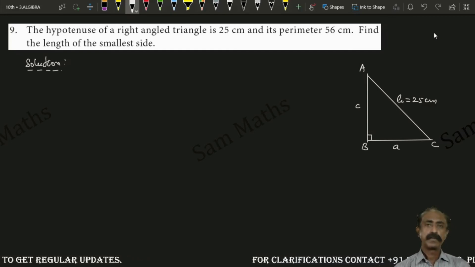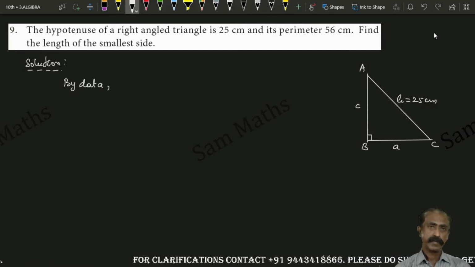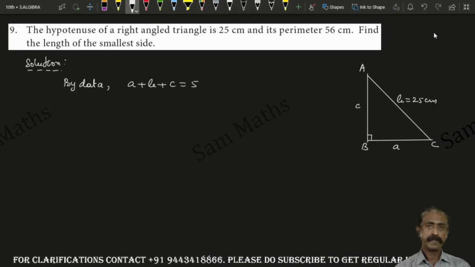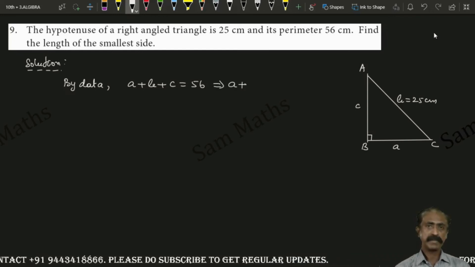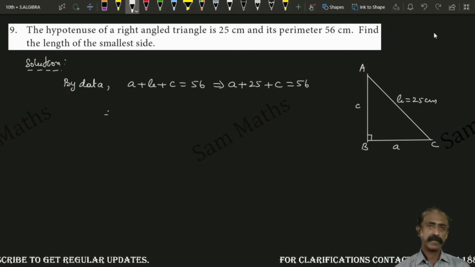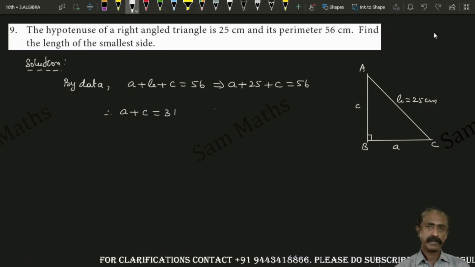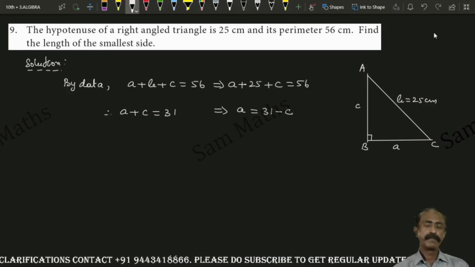By data, that is the perimeter, a plus b plus c is equal to 56 centimeters. Okay, children, which implies a plus 25 plus c equal to 56. Therefore, a plus c is equal to, you can subtract 25, it becomes 31, which implies a is equal to 31 minus c. Clear, children?